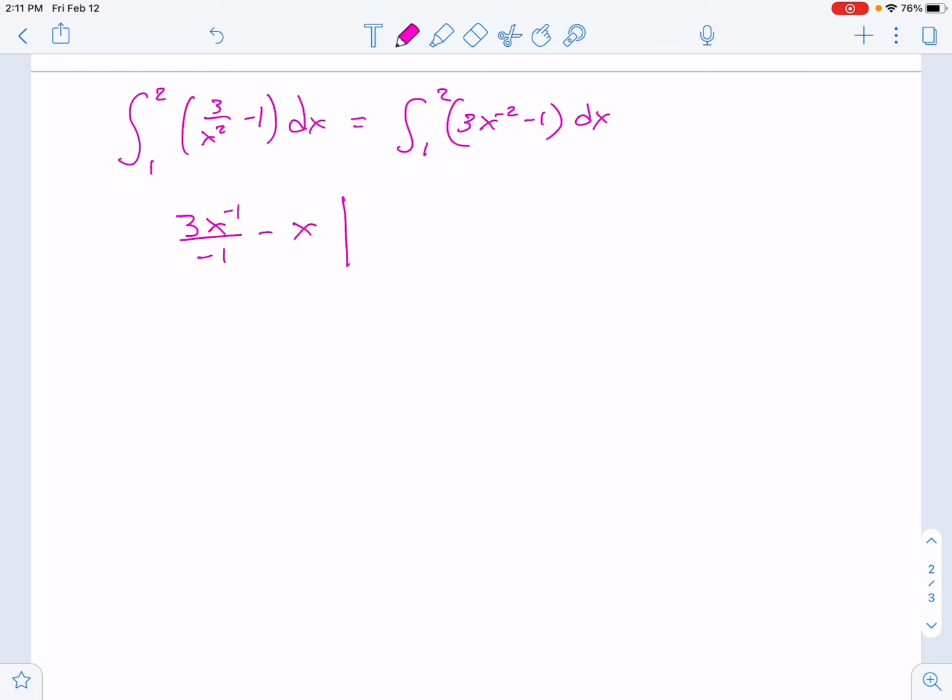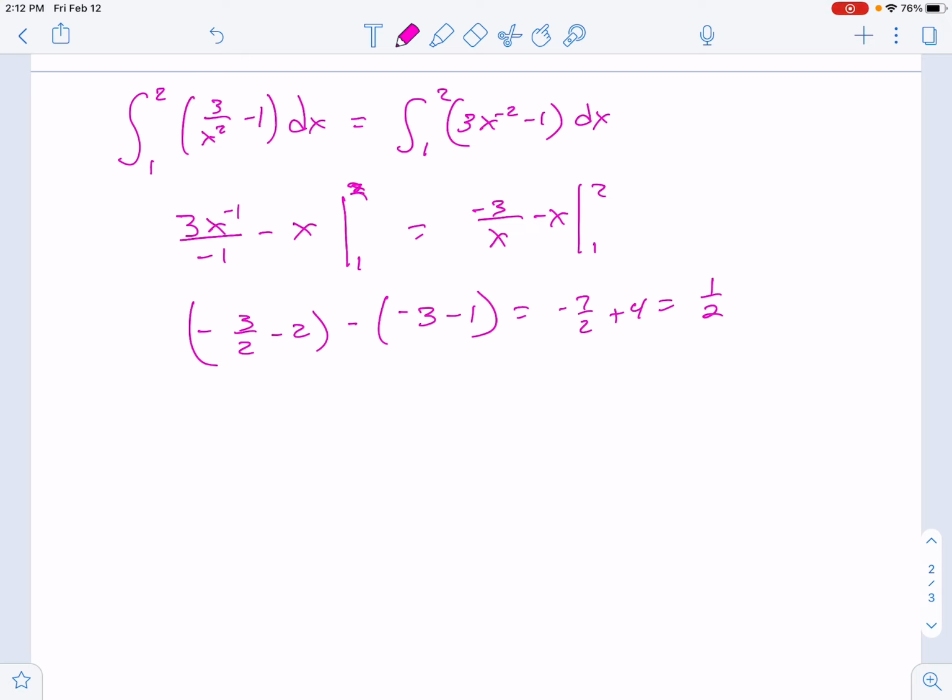And I'm going to evaluate from 1 to 2. Let's clean that up. It's negative 3 over x minus x from 1 to 2. So I end up with negative 3 over 2 minus 2, minus negative 3 minus 1. And you end up with negative 7 halves plus 4. It gets you to a half. All right, so that was just a refresher on integration. It had nothing to do with today's lesson per se.